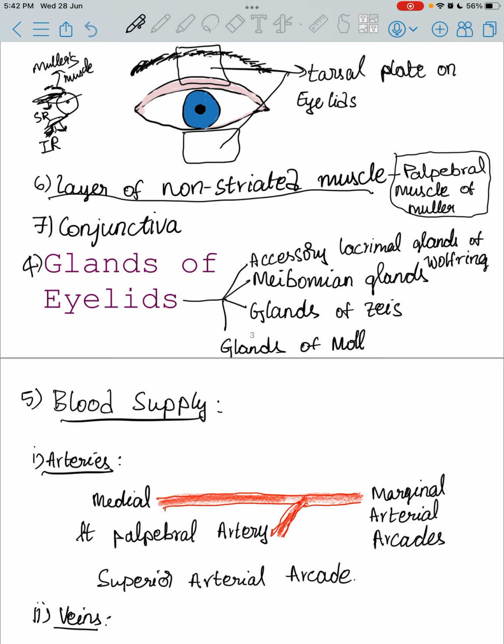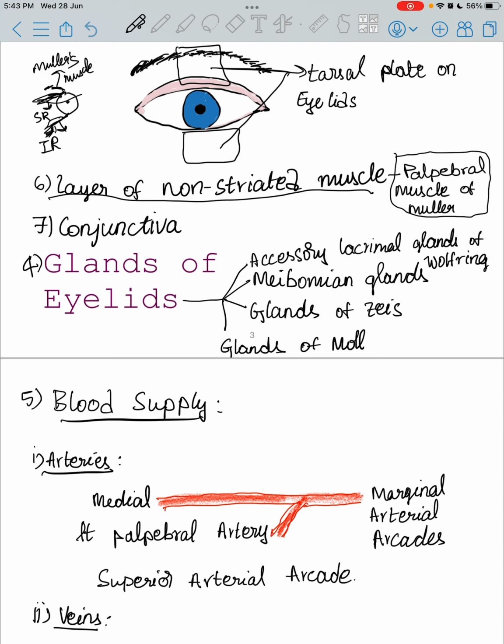Let us first discuss about meibomian glands. They are also known as tarsal glands. They are present in the stroma of tarsal plate, arranged vertically. They are modified sebaceous glands. Their secretion constitutes the oily layer of tear film.